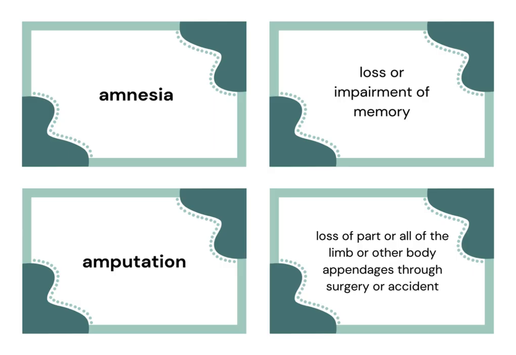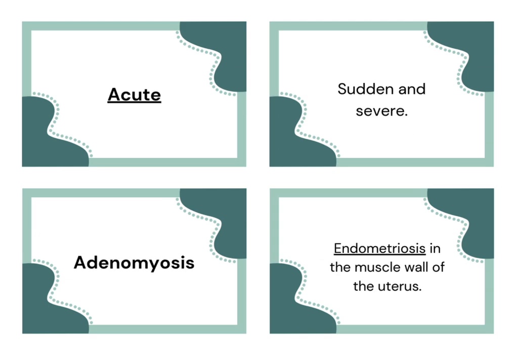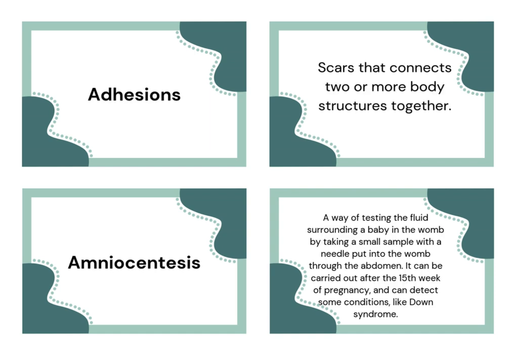Amnesia: loss or impairment of memory. Amputation: loss of part or all of a limb or other body appendage through surgery or accident. Abdomen: the tummy area from the lower ribs to the pelvis. Abortion: ending a pregnancy using either medicines or an operation. Acute: sudden and severe. Adenomyosis: endometriosis in the muscle wall of the uterus. Adhesions: scars that connect two or more body structures together.